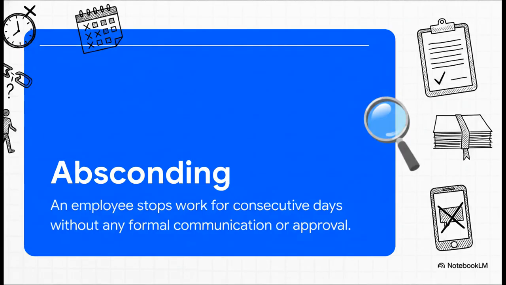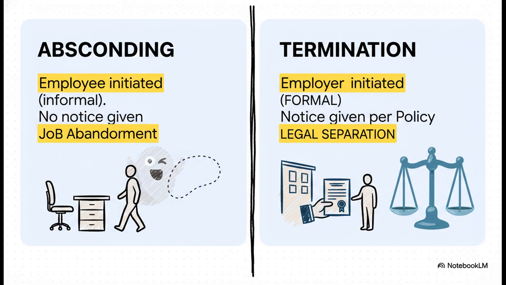Okay, so according to the official HR playbook, absconding isn't just one thing, it's two, and both have to happen. First, you've stopped coming to work for several consecutive days. And second, there's been zero communication, no calls, no emails, nothing. It's that specific combination, the consecutive days plus the silence, that officially flips the switch and labels the situation as absconding.